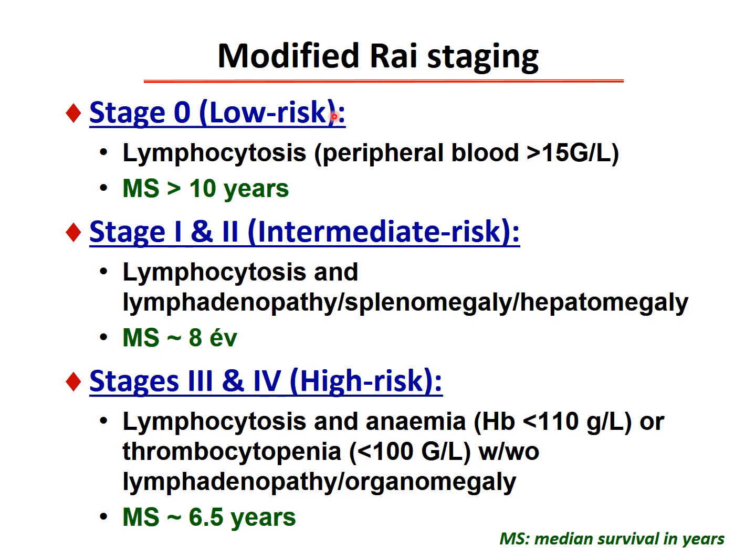In the first stage, stage 0, this is a low risk, the patient lives more than 10 years, roughly around 13 or 14 years without treatment. And the intermediate stage lives about 8 years, and the high risk about 6.5 years.